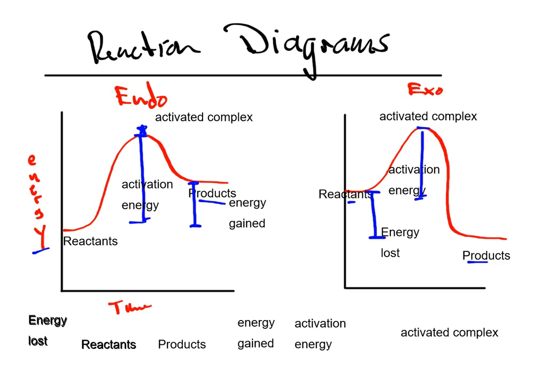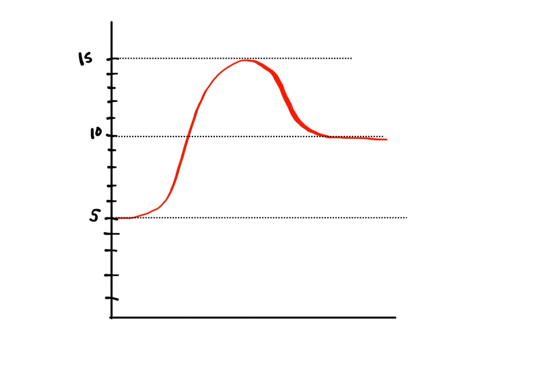For your test, you have to be able to label these, so please put the effort in to get good at that. Next is the math. The math is intended to be very easy. I made this graph. I put the reactants here, the products here. We just learned that from here to here is my activation energy. This is my activated complex.